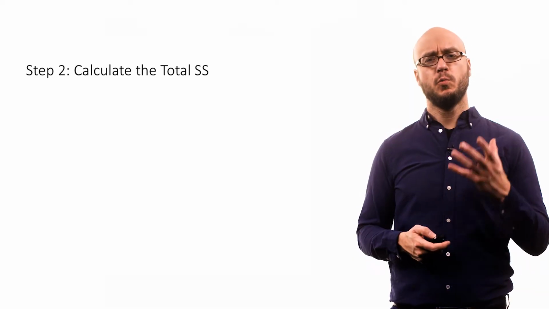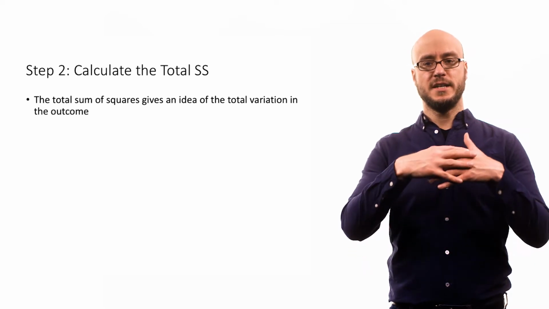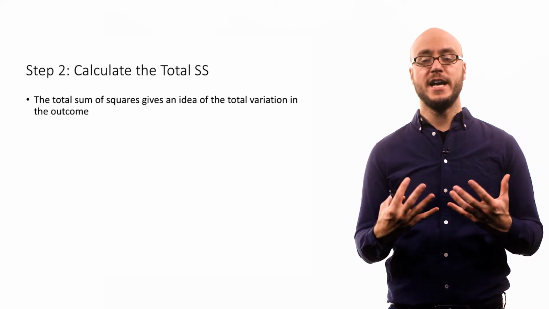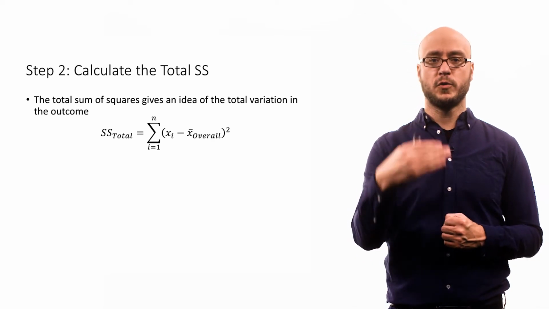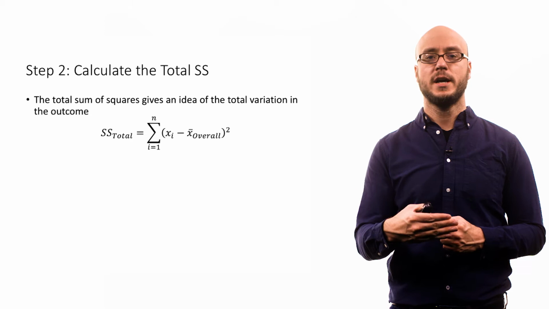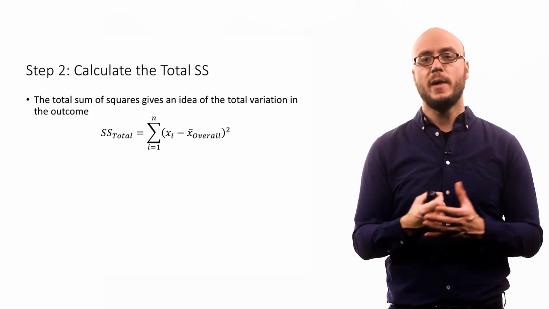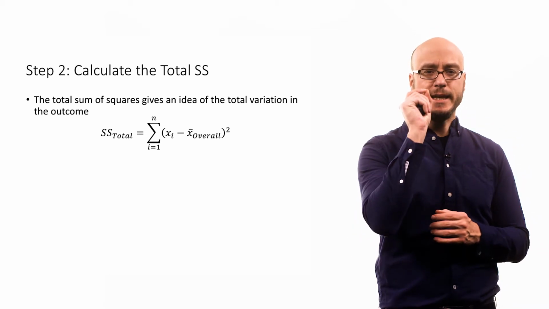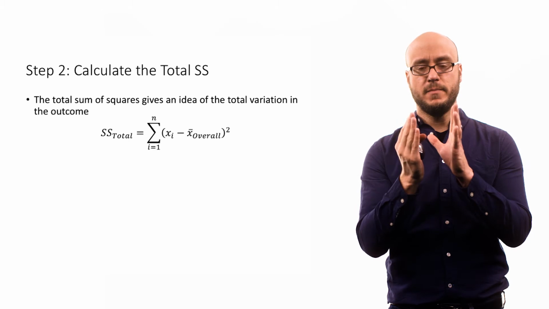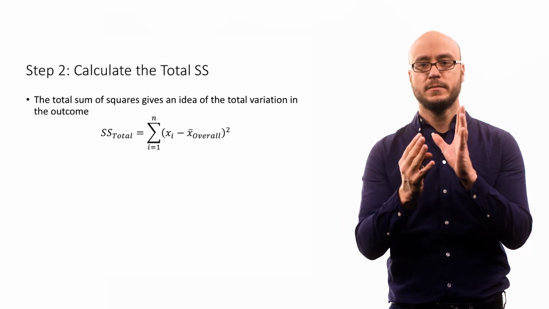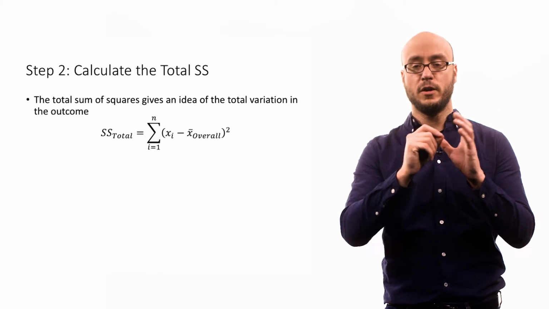For step 2, you want to calculate the total sum of squares. The total sum of squares gives us an idea of the total variability, total variation in our outcome. What we're doing is we're using that overall or grand mean as our benchmark, because that's the basis for which we say, what's the total amount of variability in our sample? So we're going to take each individual observation, see how far off they are from that mean by subtracting that mean. Okay, so a larger difference indicates that person or individual is really far from that overall mean.